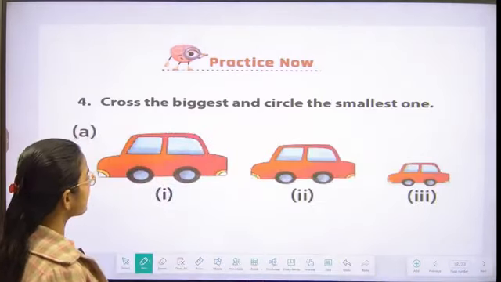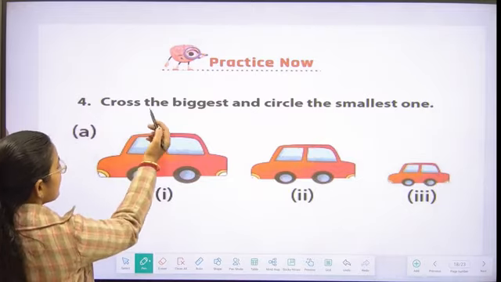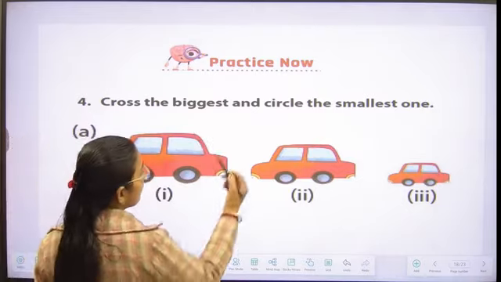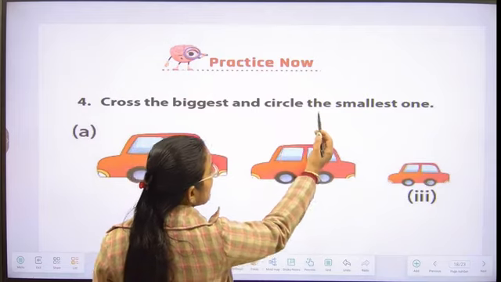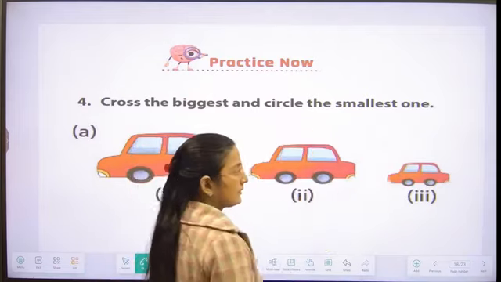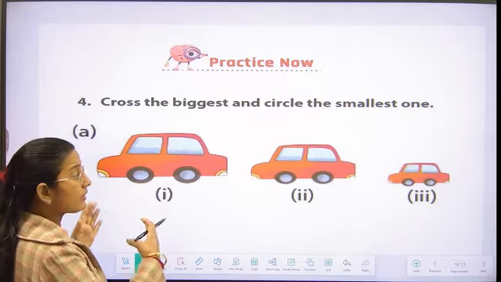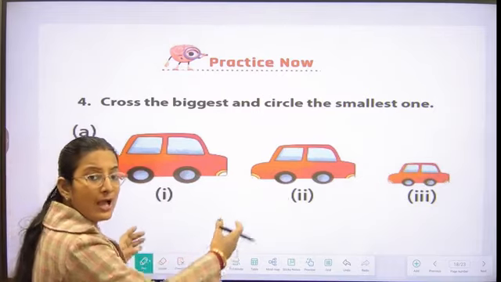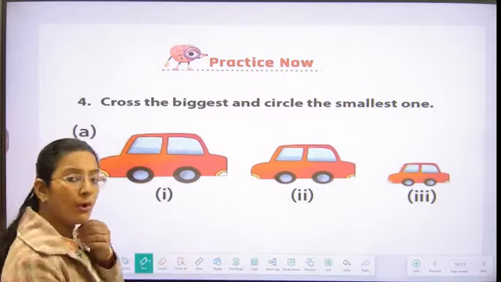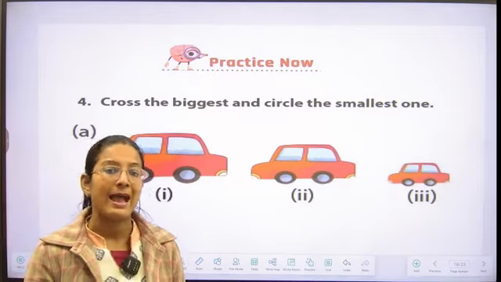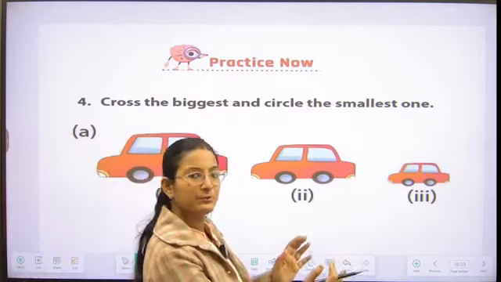रीड द क्वेश्चन। क्रॉस द बिगेस्ट and circle the smallest one. What we have to do? We are seeing there are 3 cars in the picture. We have to cross the first picture and circle the smallest picture.